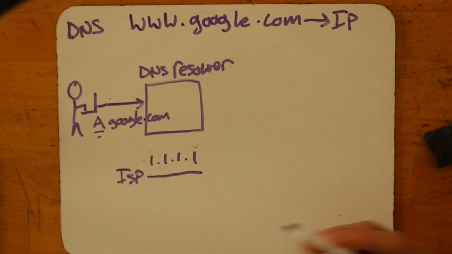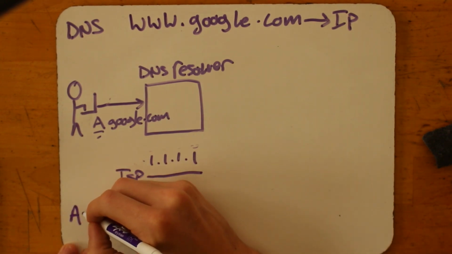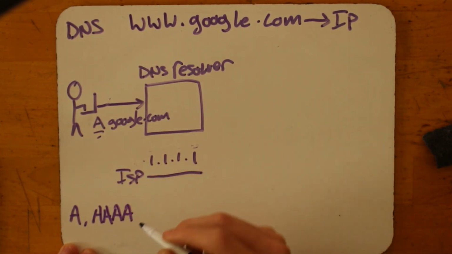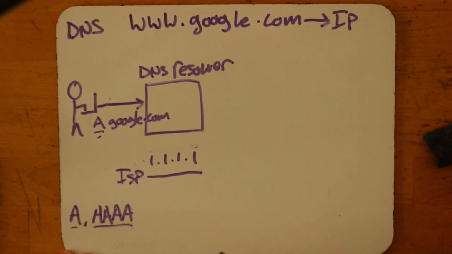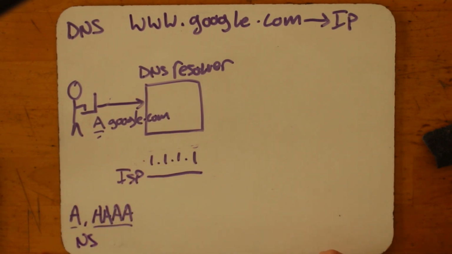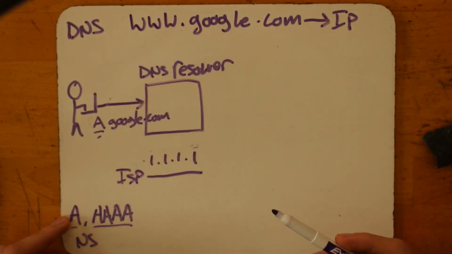There are many kinds of DNS records, but some of the more popular ones are A and quadruple A, AAAA, this being for IPv6 address, this being for IPv4 address. Okay, there are NS, name server records, where an A record asks, what is the IP address for the URL that I'm querying?